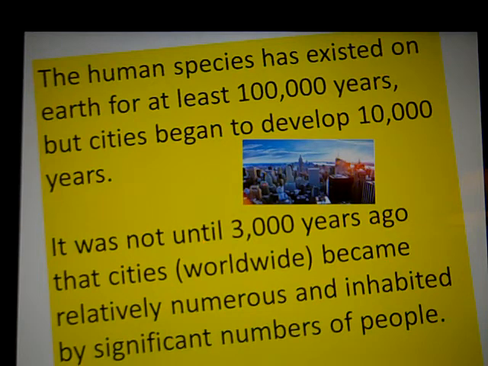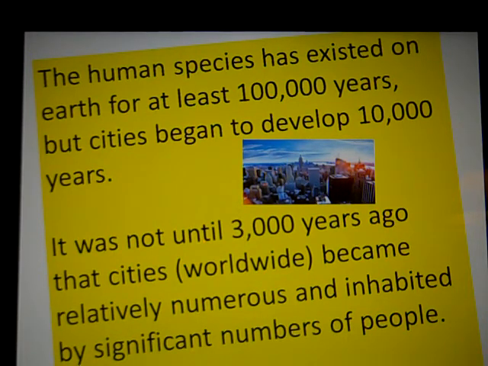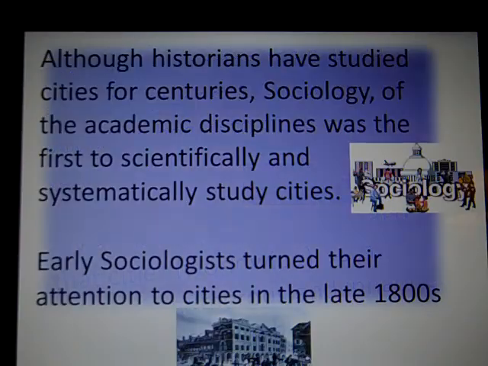Now, the human species has existed on Earth for at least 100,000 years, but cities began to develop about 10,000 years ago. So within the continuum of history, cities are more of a recent development or a recent phenomenon. It wasn't until about 3,000 years ago that cities became relatively numerous and inhabited by significant numbers of people.